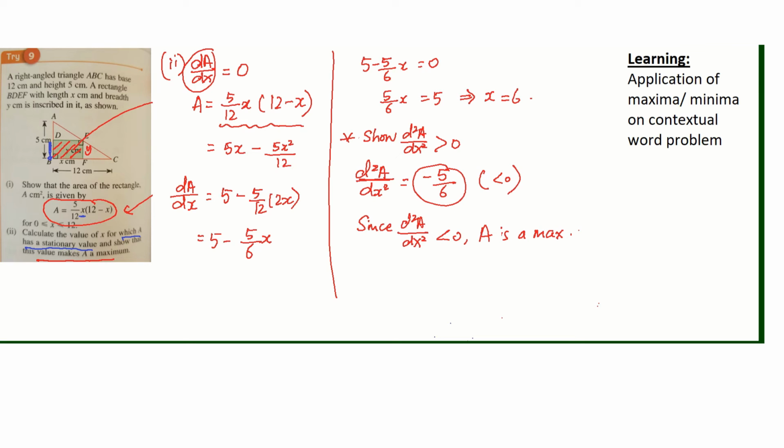In fact, I'm going to tell you that A is always a maximum regardless of whatever value of x that we've gotten, for the very simple fact that d2A over dx squared is negative 5 over 6 regardless of the value of x. And therefore, A will always be a maximum in this case, ladies and gentlemen.